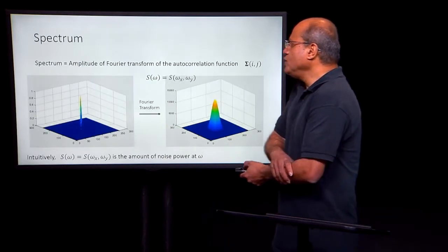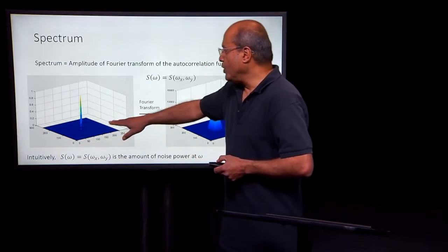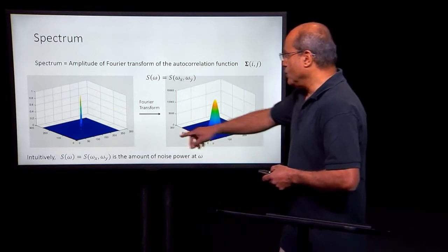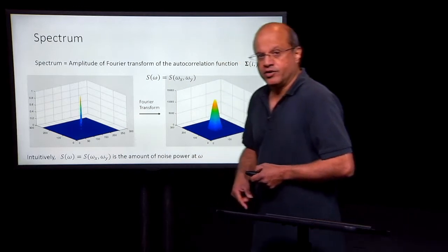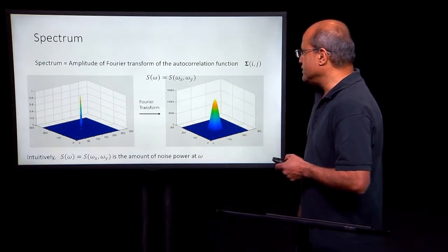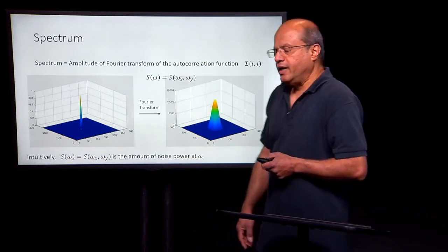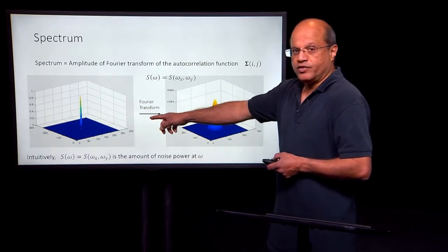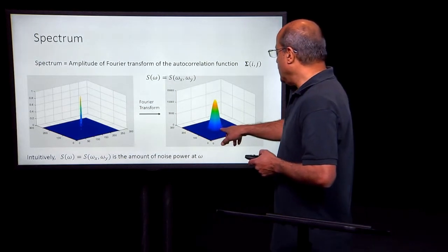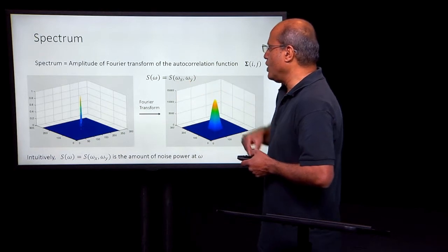Okay, so once you have the autocorrelation function of noise, you can take the amplitude of its Fourier transform. And so here's the autocorrelation function I had on the previous slide. And the amplitude of its Fourier transform looks like this. And that amplitude is called the spectrum of noise. And of course, because the autocorrelation function is two-dimensional, the Fourier transform is also two-dimensional. And so the Fourier transform is a function of two frequencies, one along the x and one along the y.